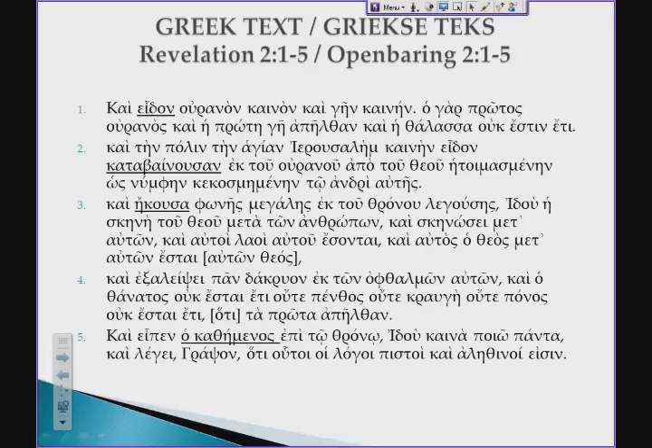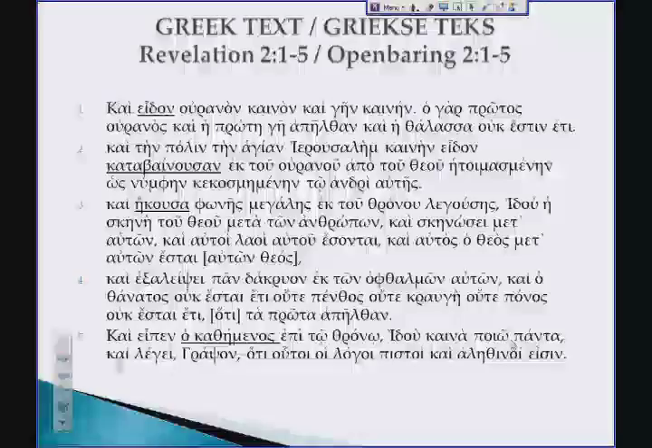And the one sitting on the throne said, Behold, I make all things new. Good. And he says, write the words, because these words are faithful and true.